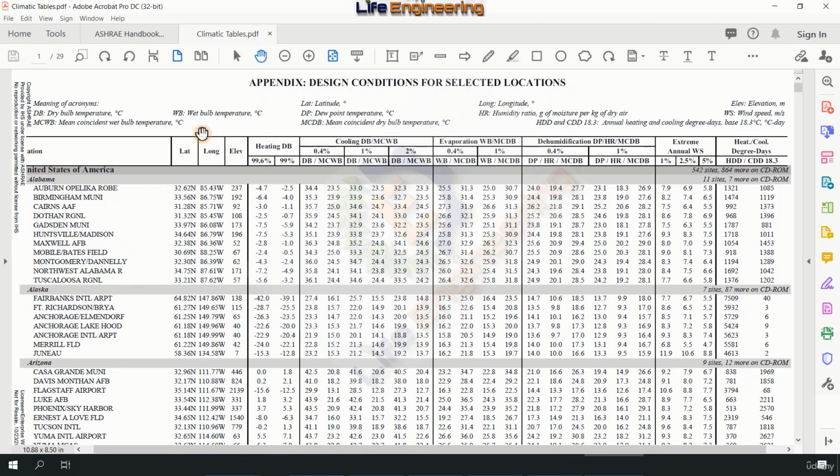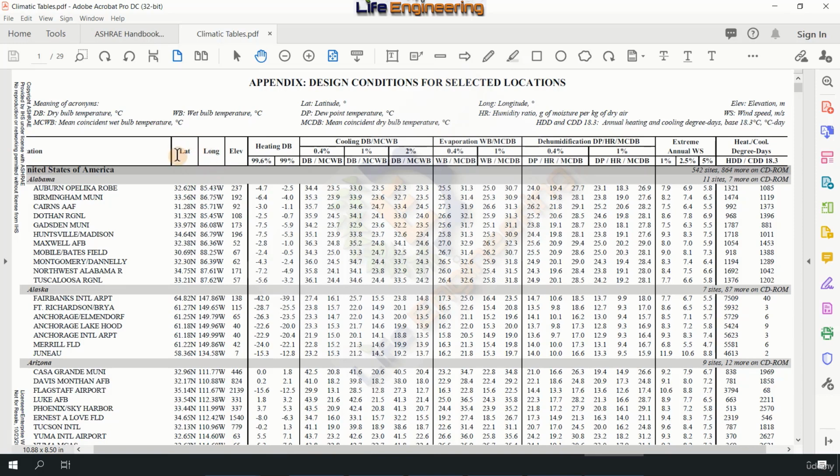Then for any city you have these data: latitude, longitude, elevation, heating dry bulb, cooling dry bulb and mean coincident wet bulb, evaporation wet bulb, mean coincident dry bulb, dehumidification, extreme annual wind speed, heating and cooling degree days. Let's see how we can utilize this table. Of course, the legends of all of these are located here above. Starting with latitude, longitude, and elevation.